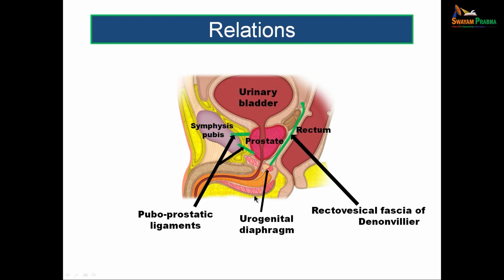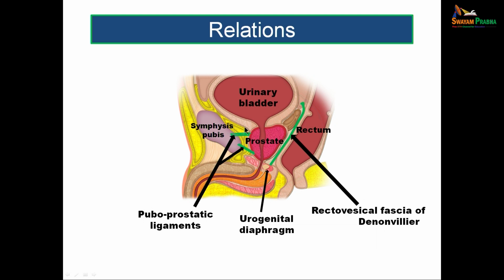Now, let us look at the relations of these surfaces. You find the anterior surface, which is convex, related anteriorly to the lower half of the symphysis pubis. It is separated from the pubis by a space which is called as retropubic space of Retzius, and in this you will find two ligaments which are attached to prostate on the posterior end and to the symphysis pubis and the lateral part in the anterior end. So, you find this upper one is the lateral puboprostatic ligament, and the lower one is the medial puboprostatic ligament.